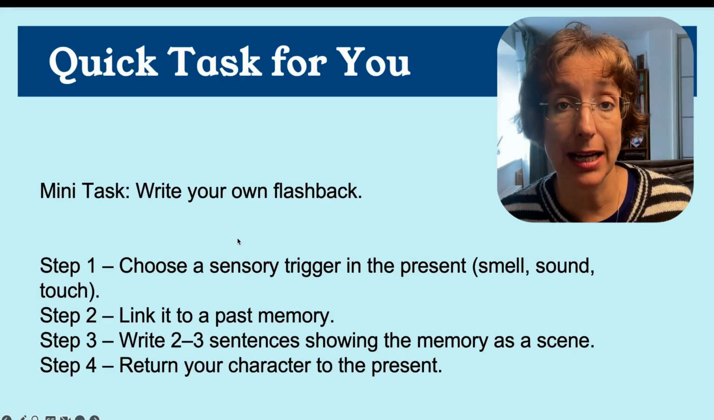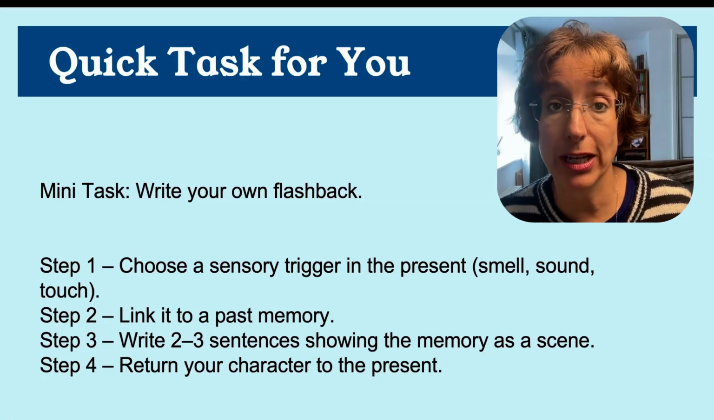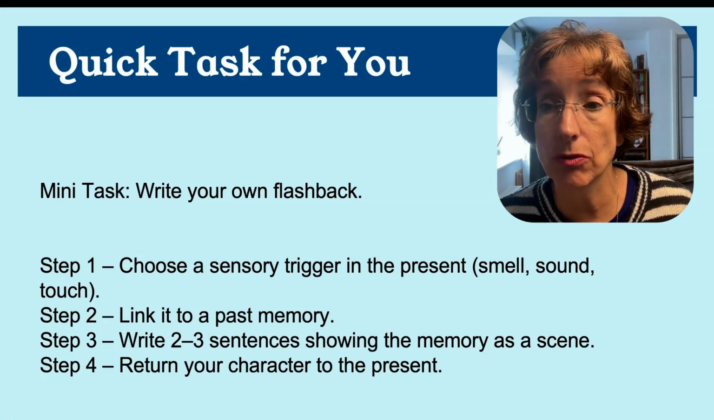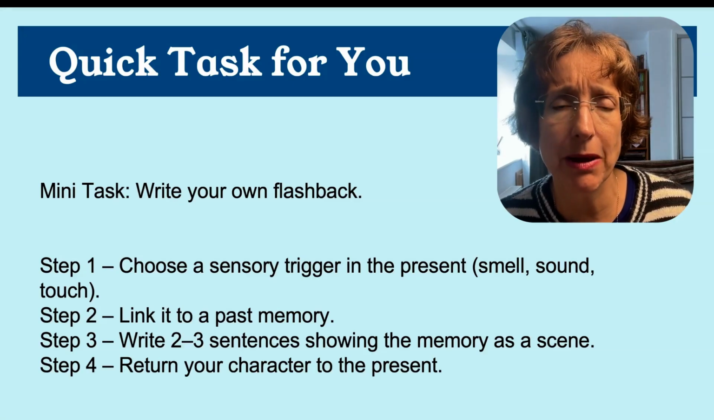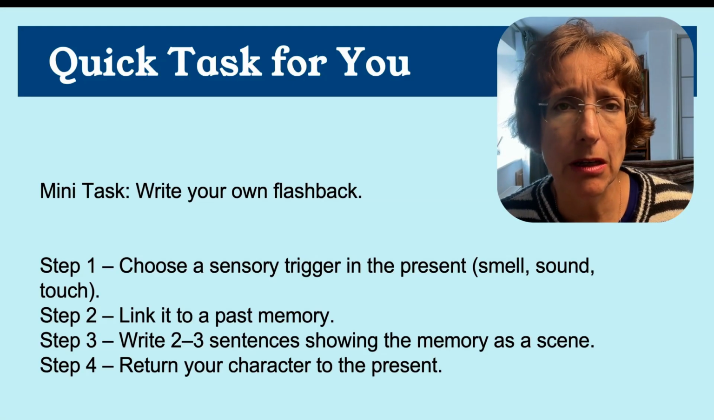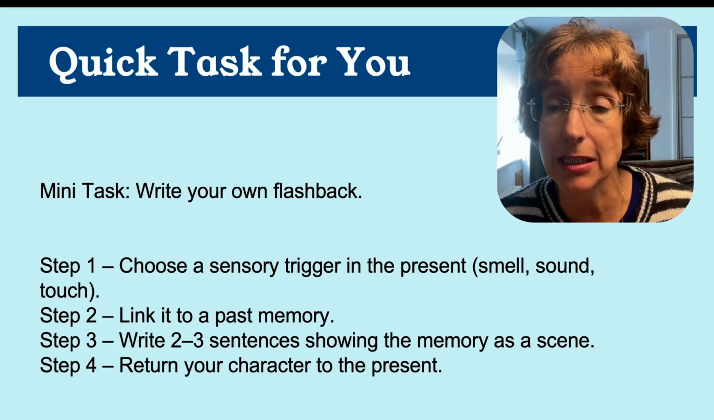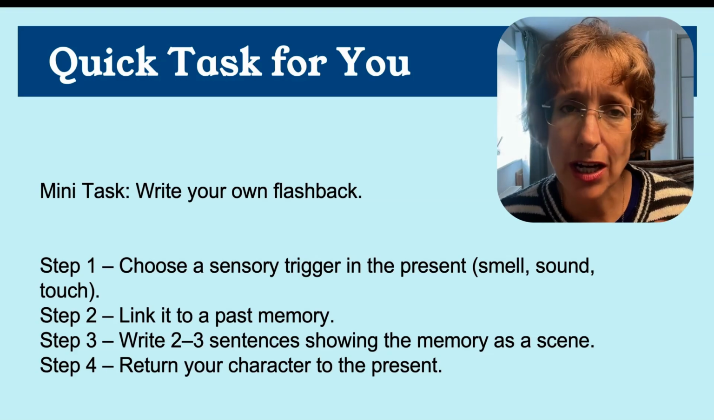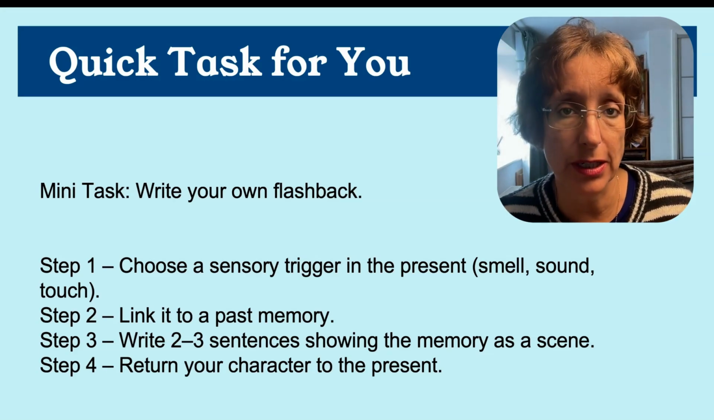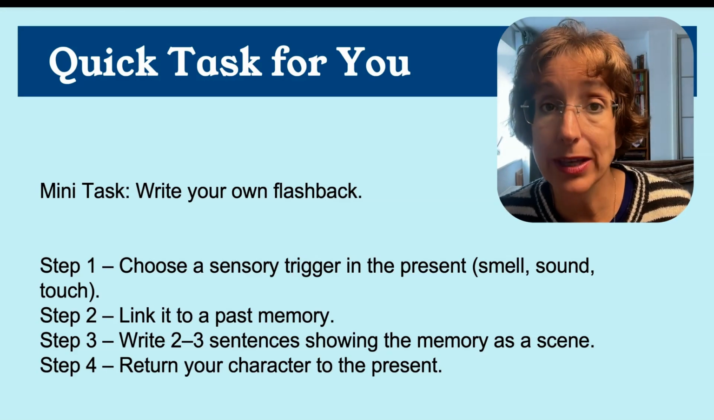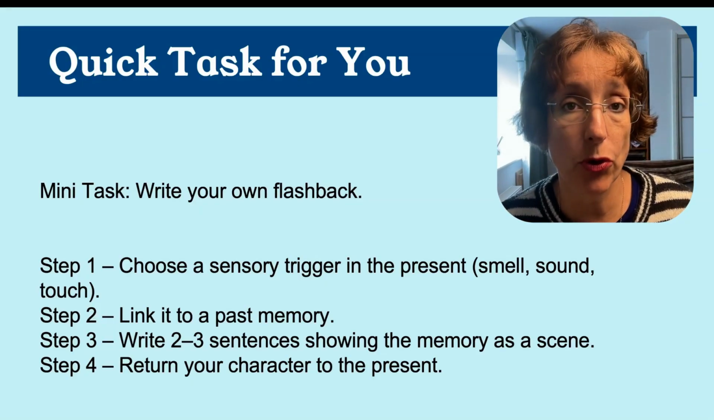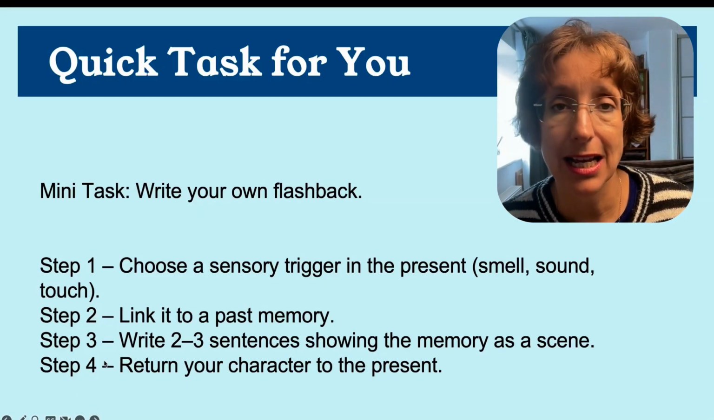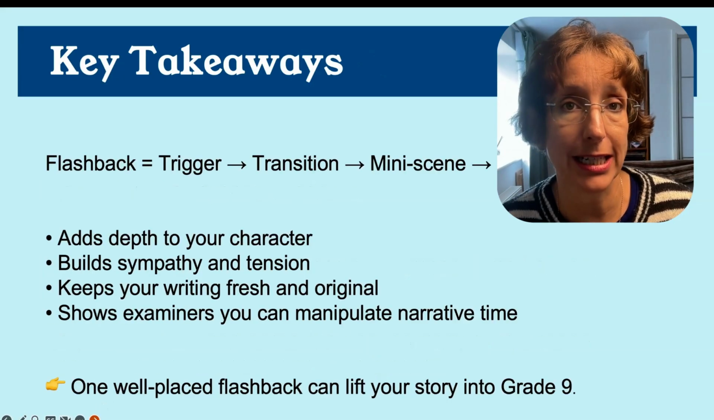Write your own flashback. So first of all, choose a sensory trigger. It could be a smell, a sound, or a touch. Link it to a past memory. So think of a past memory, usually one that has some significance. It could be a time when they were very frightened, or a time where there's a strong emotion connected to it. Write 2 or 3 sentences showing the memory as a scene, and then return your character to the present. So pause the video and have a go at that, because this will really elevate your writing.